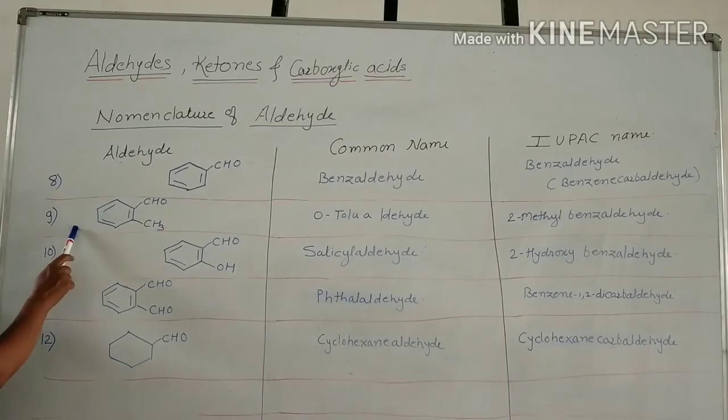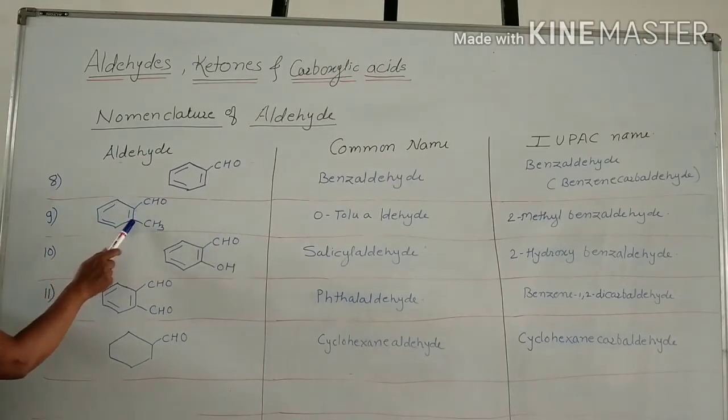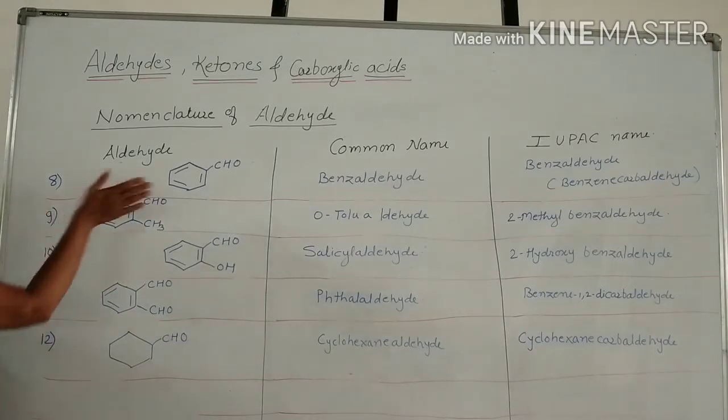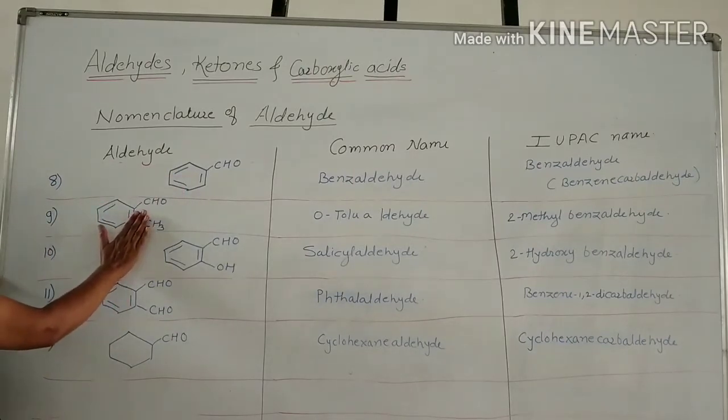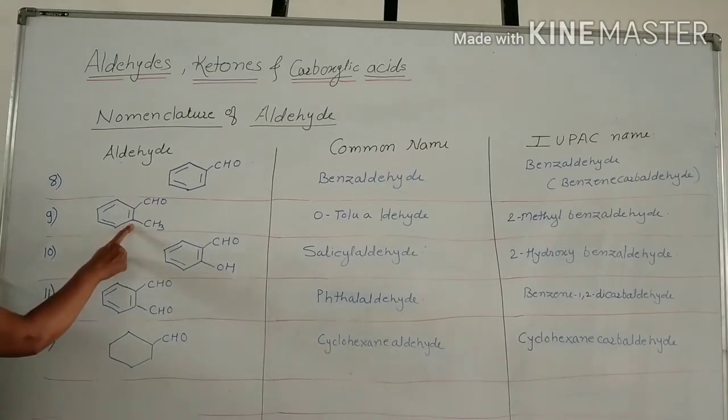Then second example, this benzene ring is attached to aldehyde group, and at the 2 position there is CH3 group. Now if we remove this CHO group, then it becomes toluene, and if we remove this CH3 group, then it becomes benzaldehyde. Now at ortho position there is CH3 group, therefore name of this compound is orthotoluenaldehyde, and IUPAC name of this compound is 2-methyl benzaldehyde.